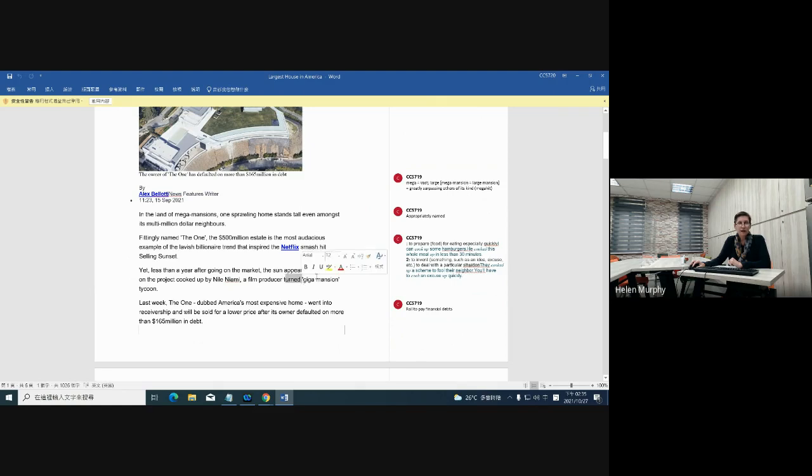into a giga-mansion tycoon. Okay, when we talk about the sun appears to be setting, we're talking about the sun going down. That means it's a phrase that we use when we're talking about something coming to an end. As the sun sets, the day comes to an end. So if the sun appears to be setting on your project, that means your project is coming to an end.